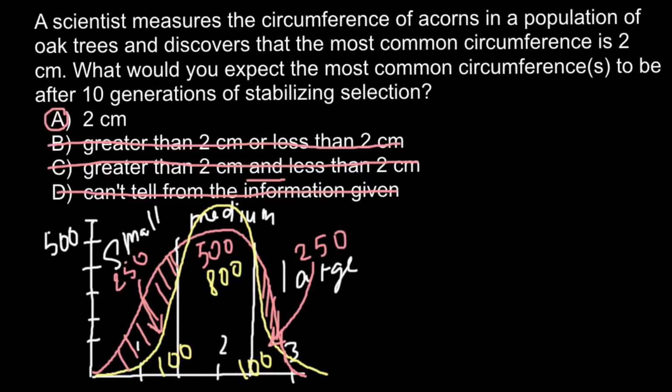This is exactly what we drew here with the yellow line, where these two extreme phenotypes would decrease and the number of medium-sized acorns would increase. So this would be selection against these extreme phenotypes. So we call this stabilizing selection.